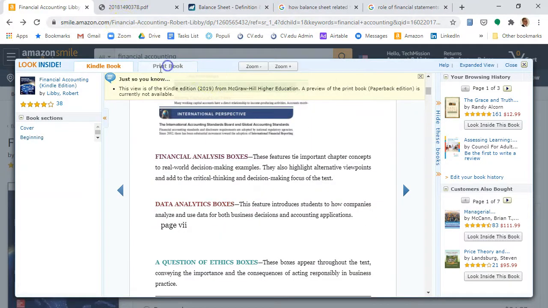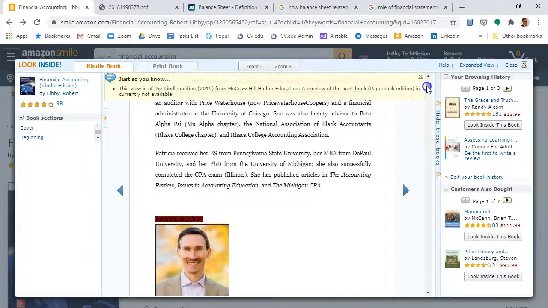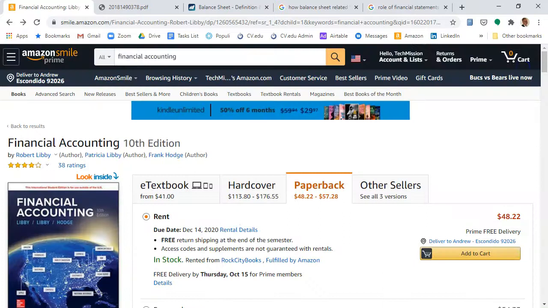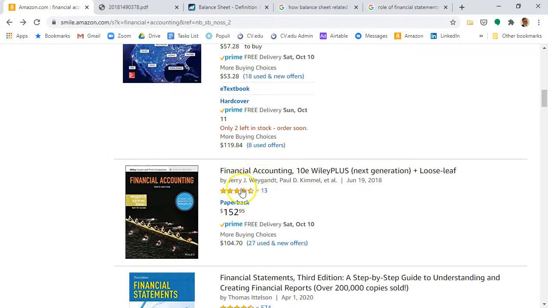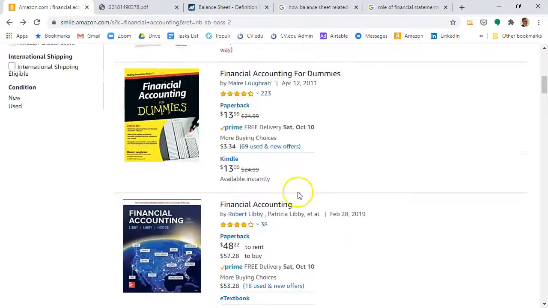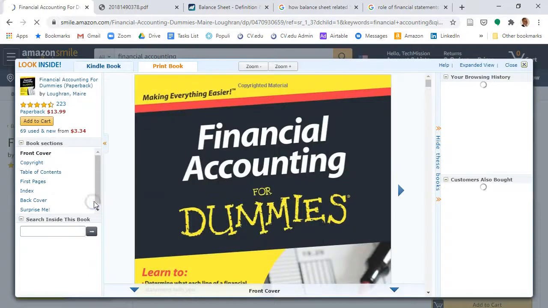I'm having a hard time finding the course outline. Here we go. I think this is the course outline. But you can try to find a book that has a course outcome or course outline, and you could use this if you needed to.